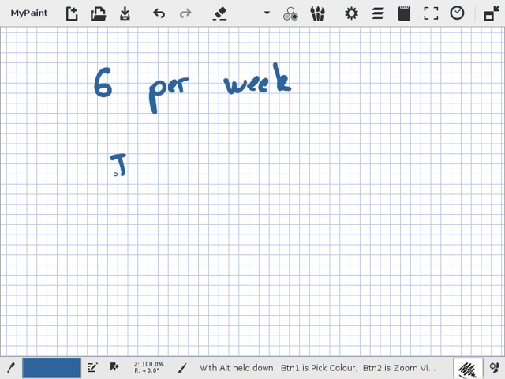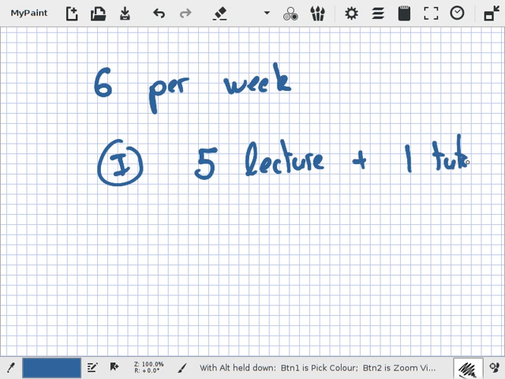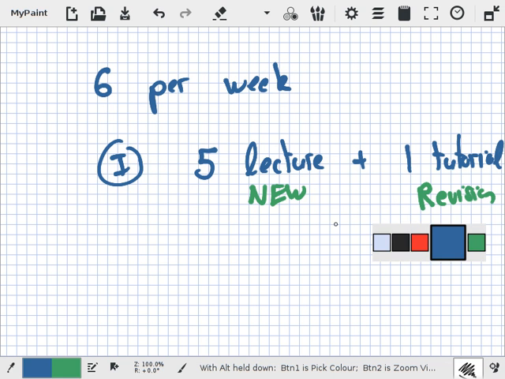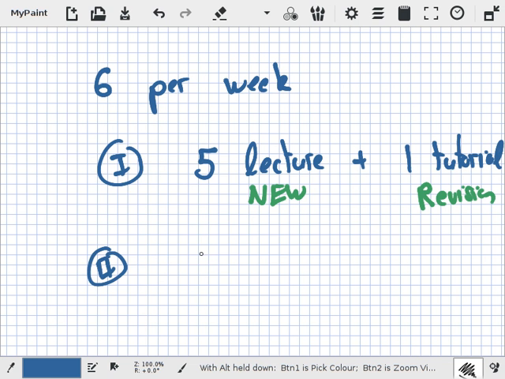So in semester 1, what we usually do is 5 lectures plus 1 tutorial. In the lecture, this is where you get new material, but the tutorial is only like a revision for the week. You know, what problems did you have and what questions do you have and things like that. In semester 2, it's a little bit different.